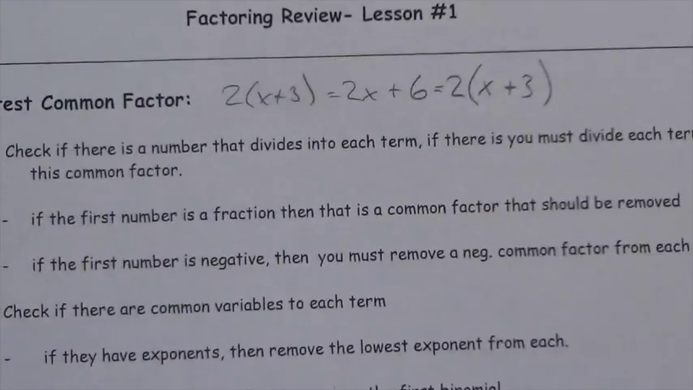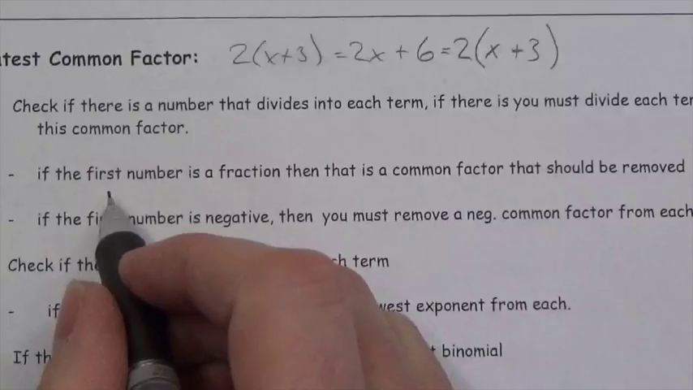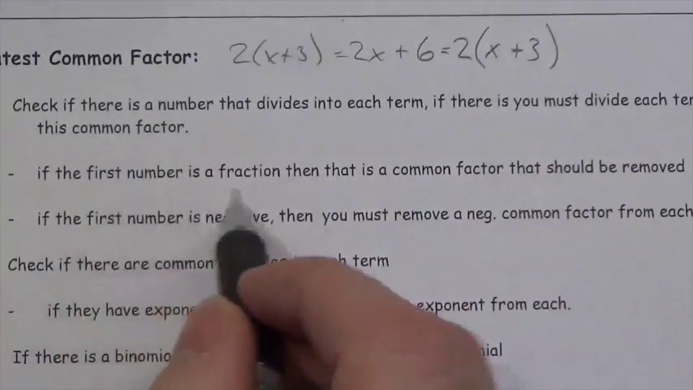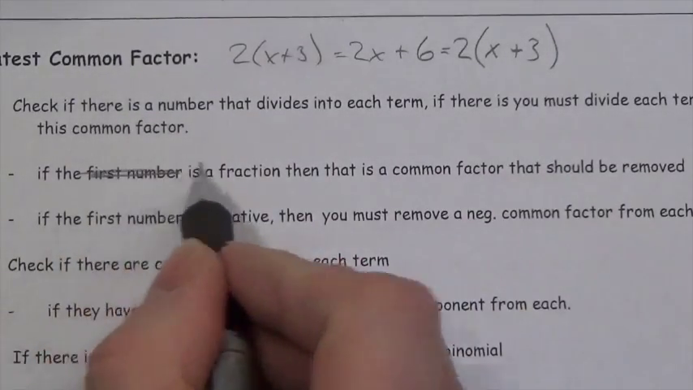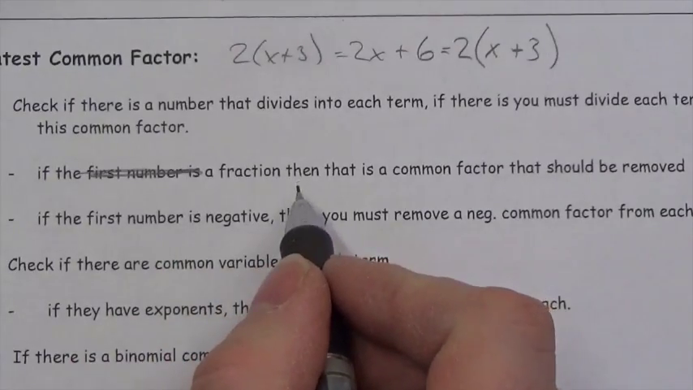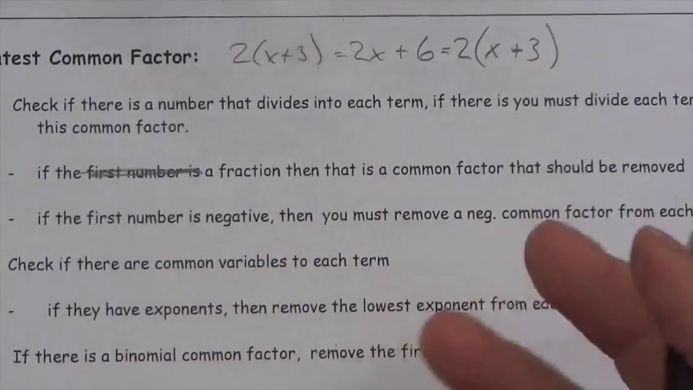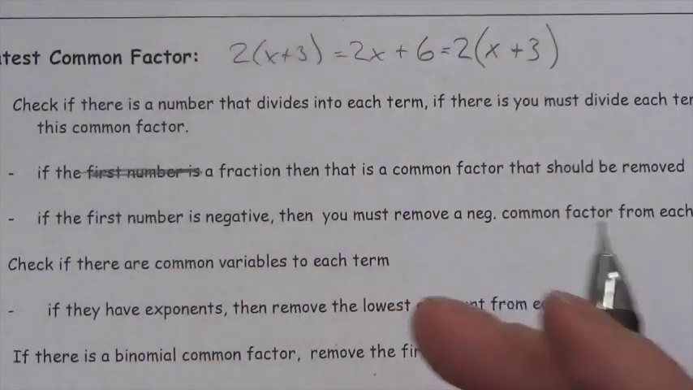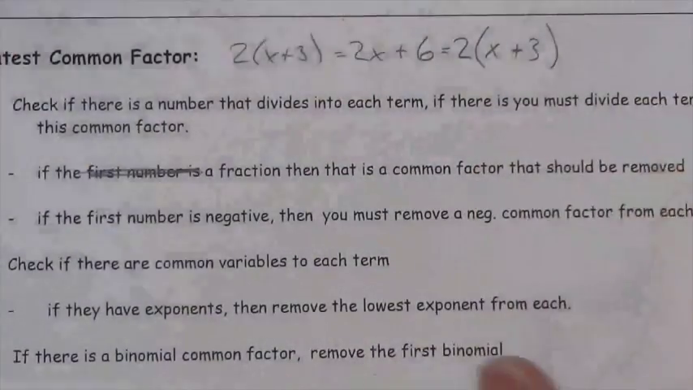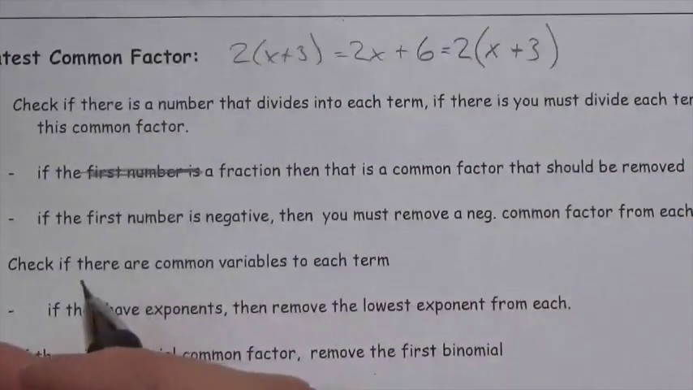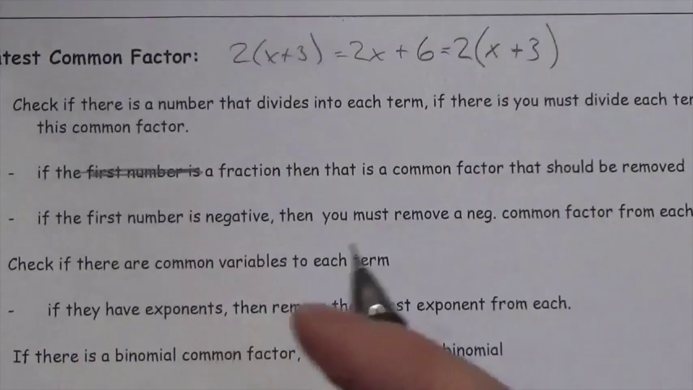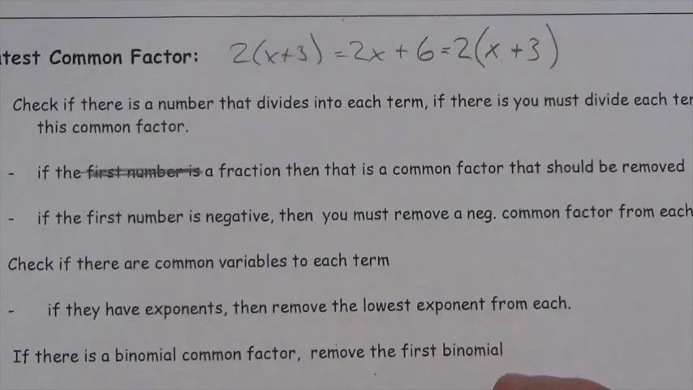There are some other things you need to consider here. If the first number is a fraction, that really doesn't have to be the first number. If you see a fraction in the coefficient, basically if you've got a number in the denominator, then we are going to consider that a common factor and we're going to factor that out. We're going to be pretty consistent about that. This is something that's going to come up again later on in a course down the road, and it's going to be a really important thing for you to do.